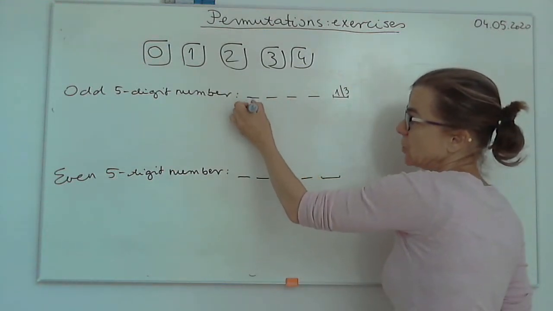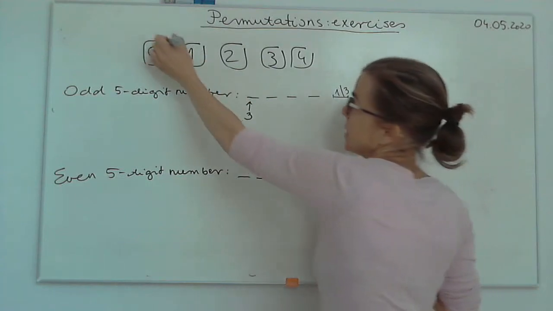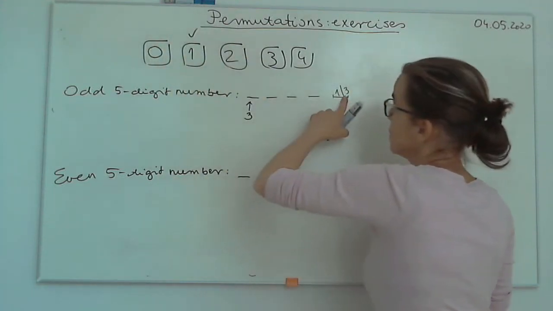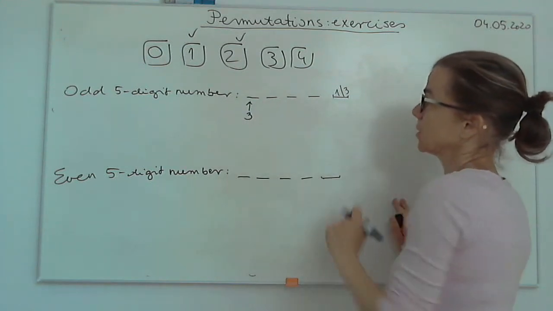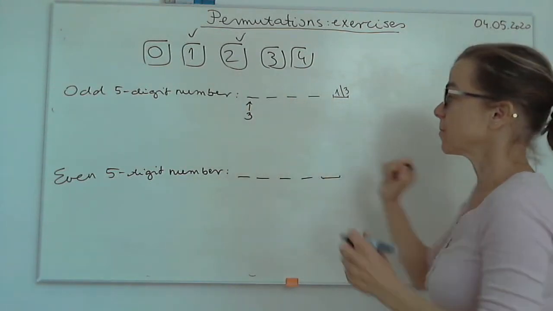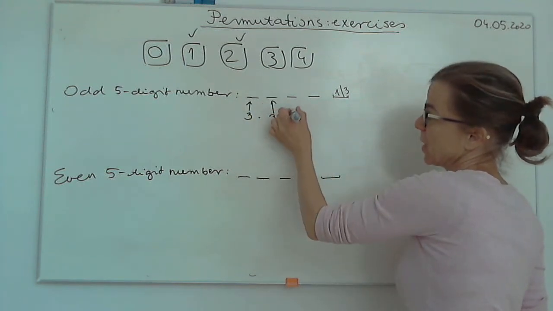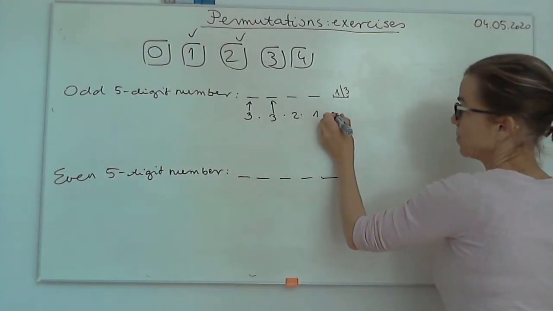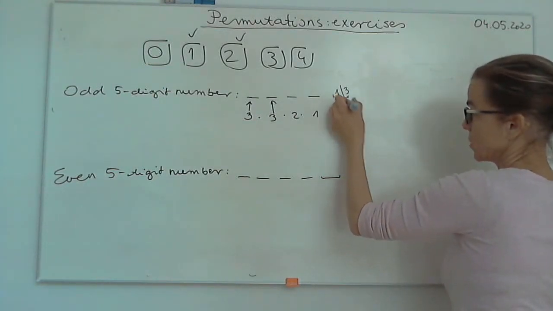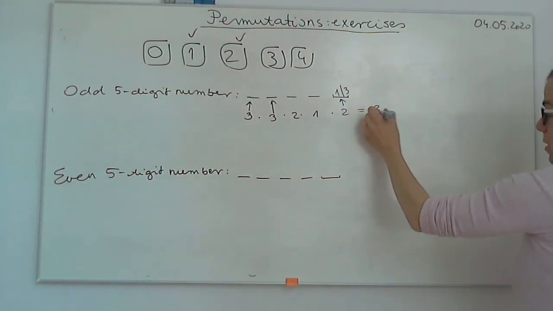0 cannot go into this place. So I can only put here any of the remaining 3. Let's say I put 1 there and 2 into this, so 1 is there, 2 is there. Now again I have 3 remaining, but 0 comes back into the picture, so I have 3 and then 2 and then 1 possibilities, and here is a 2 for the choice, so that altogether is 36 cases.